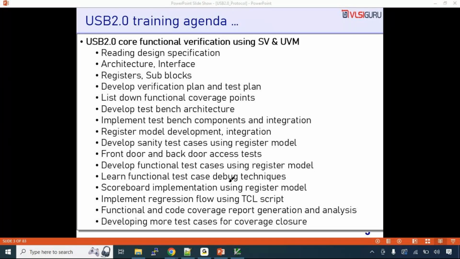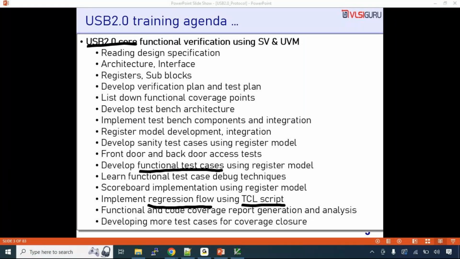Since the USB core is a little complex design, you will get good debug exposure as part of this course. We'll also learn how to implement the scoreboard. You know what a scoreboard is; here we'll be learning how to use it, and how to use the register model in the scoreboard implementation. Then once you have developed all the functional test cases, we will learn how to implement the regression flow using a TCL script.